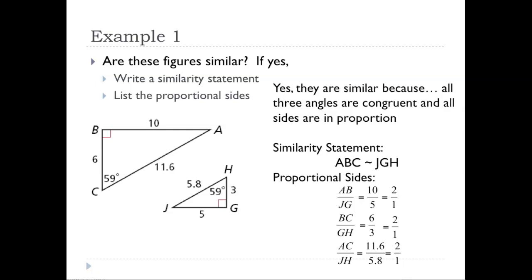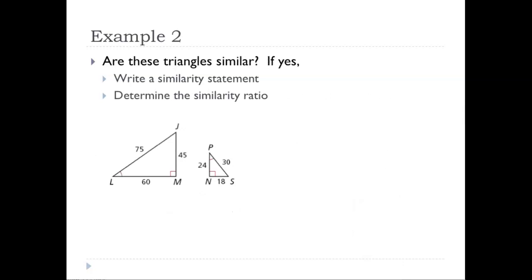All right, take a look at example 2. Are these triangles similar? Again, if yes, write a similarity statement and determine the similarity ratio. So it looks like we have angle L congruent to angle P. We have a right angle at M and a right angle at N. So that must mean that angles J and S are also equal to each other.